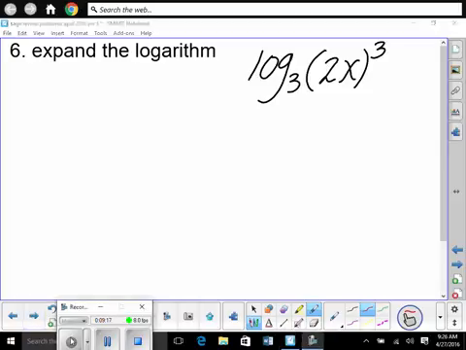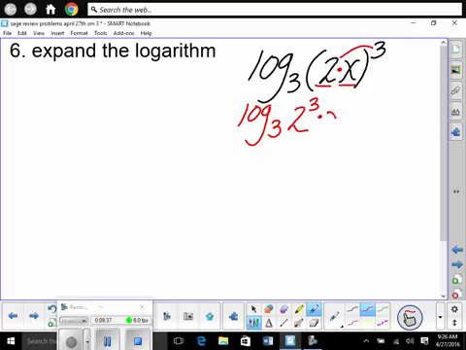So we're expanding this logarithm. First of all, we've got to look at this very carefully. Isn't 2 and x being raised to the 3rd power? And isn't 2 and x multiplied together, technically? So the first thing I'm going to do is say, I know that this is really log to the base 3 of 2 to the 3rd power times x to the 3rd power. Is everybody comfortable up to there?